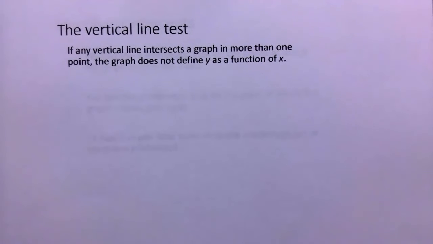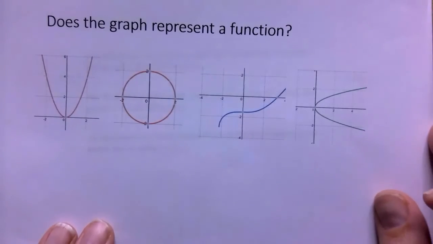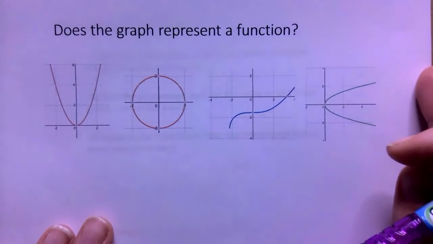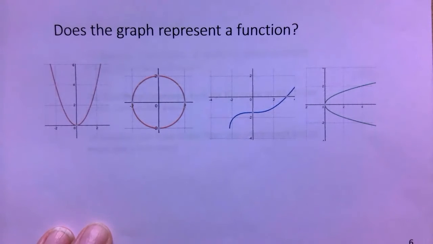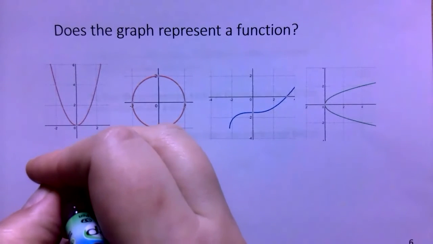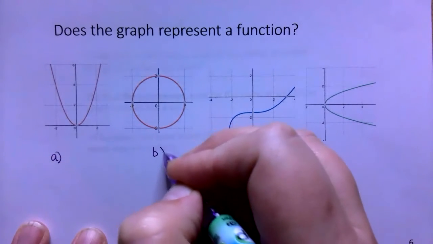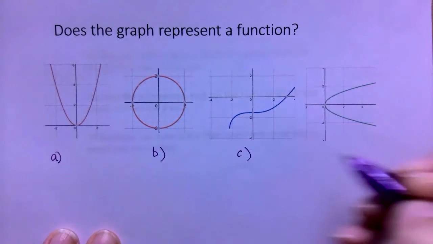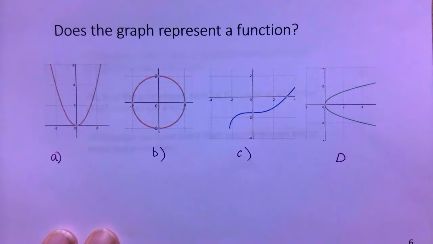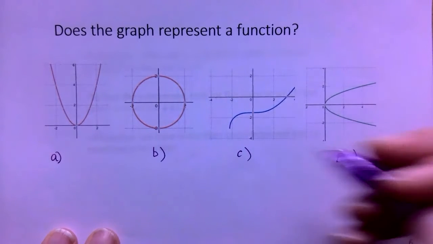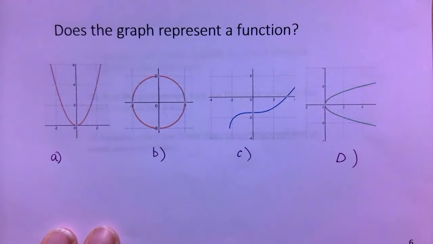So let's practice this idea. It doesn't have to be a set of points. It can be a line. So I want you to look at these graphs and tell me which one is a function and which one is not. We're going to have graphs A, B, C, and D. Which of these are functions and which ones are not? I'll give you a minute. Not a minute, a minute is too long.